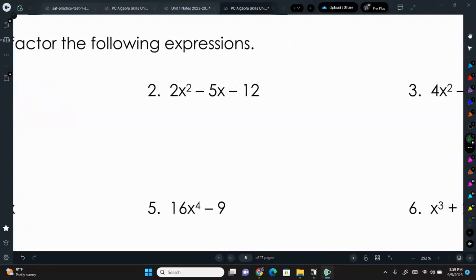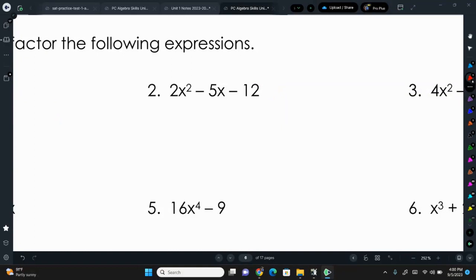Example 2. All right, there is no GCF. So we can either do guess and check factoring, or we can do grouping. I tend to like grouping because it's a process, and especially when your C value is not a prime number, it can become more tedious to do guess and check.